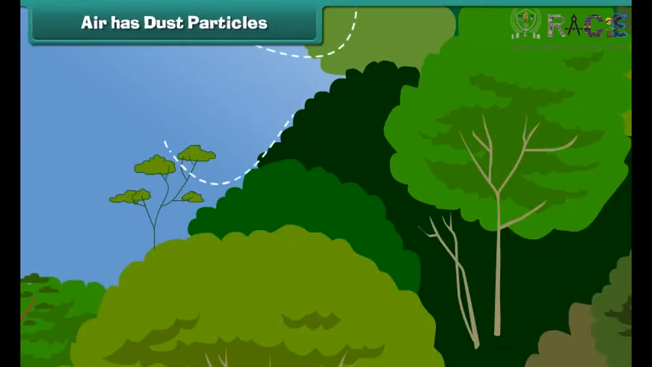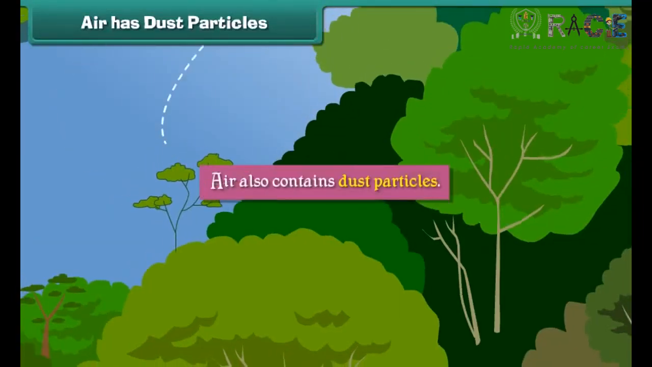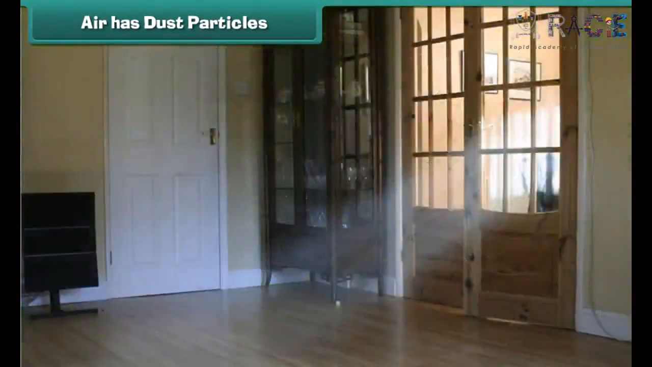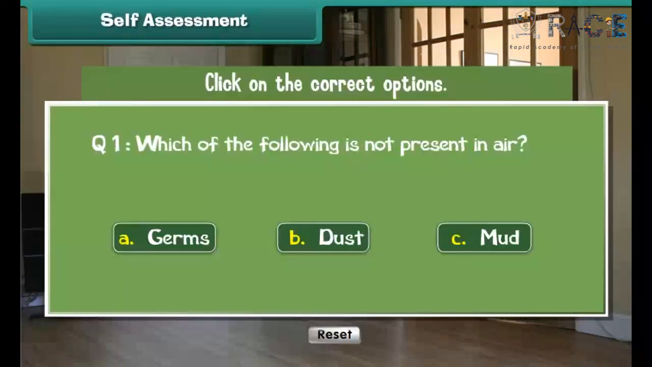Air has dust particles. Air also contains dust particles. You can see them moving when a ray of sunlight enters a room. These particles cause allergies and breathing problems. They also affect our eyes.